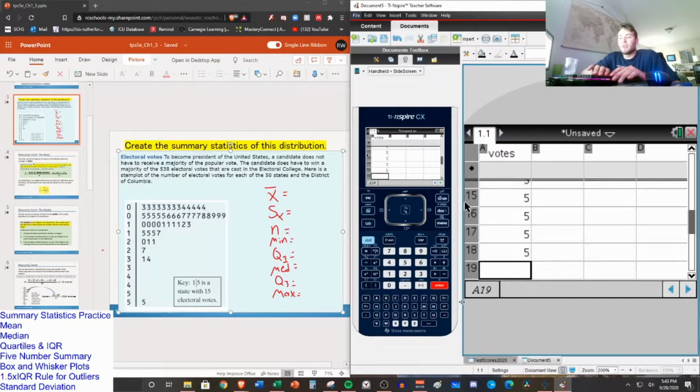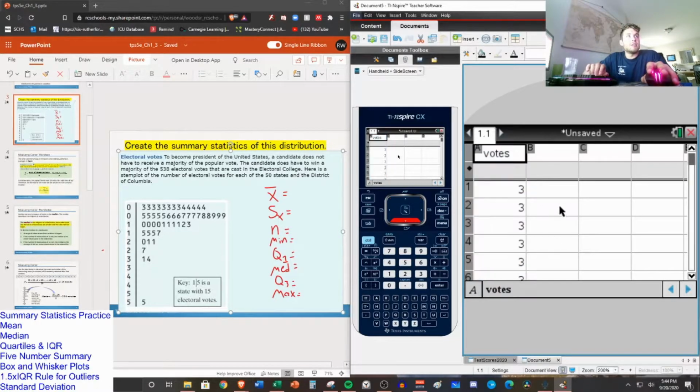There we go. 3 6s. 4 7s. Okay. Then 2 8s. Then 3 9s. Okay. All right, and just like that, I have filled this in. Now you should have 51 rows in your calculator.